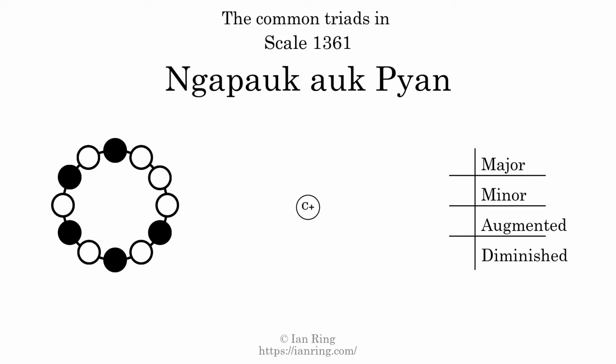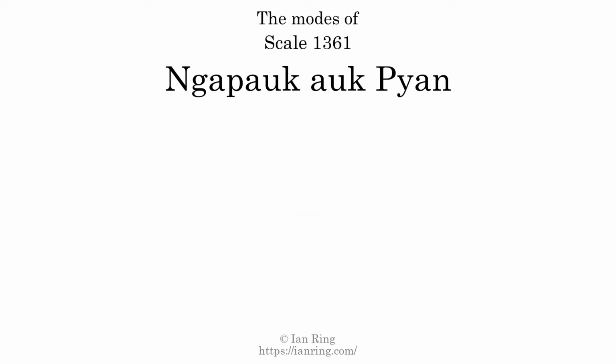The diagram in the center is a graph of parsimonious voice leading between triads. There are no major triads. There are no minor triads. There is one augmented triad. There are no diminished triads. This scale has 5 modes.